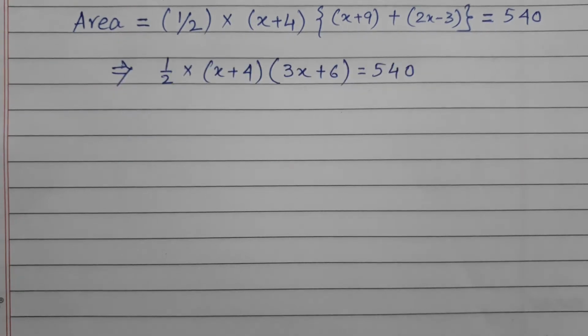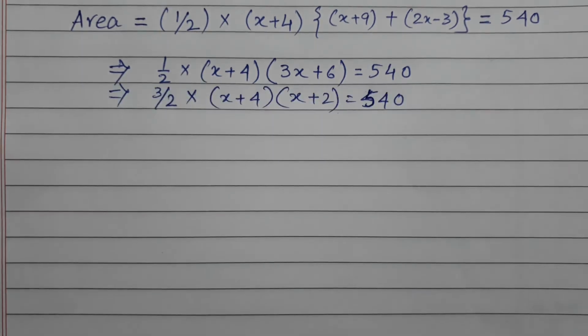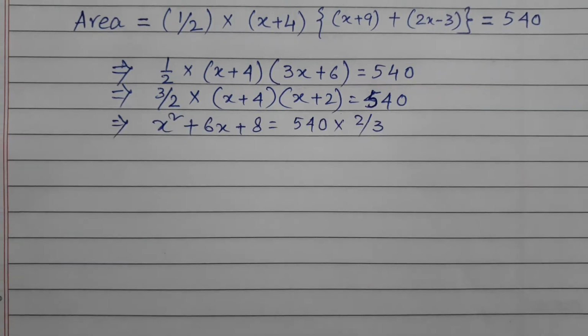Now after simplifying, we get half into x plus 4 into 3x plus 6 equals 540. Now from 3x plus 6 we can take 3 common, so we can write 3 by 2 into x plus 4 into x plus 2 equals 540. Now we will multiply x plus 4 and x plus 2, and take 3 by 2 to the right hand side. So we get x square plus 6x plus 8 equals 540 into 2 by 3.